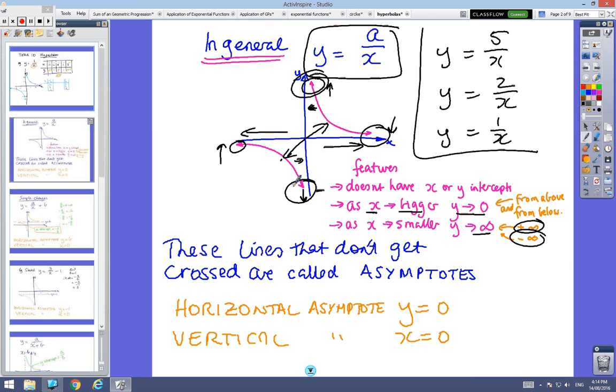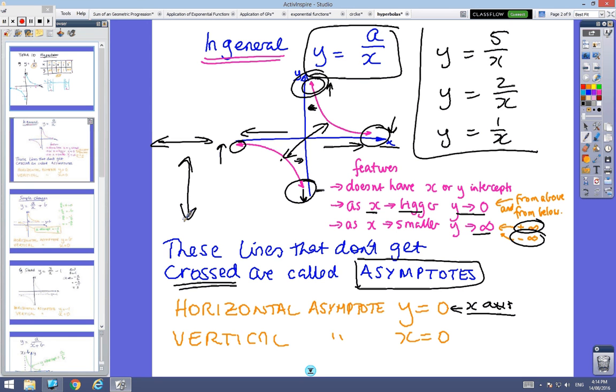Now these lines that the curve doesn't cross, they're called by this special word, asymptotes. So there's a horizontal asymptote, which is the x-axis, and the x-axis is y equals 0. And the vertical asymptote, the direction this way, the curve doesn't approach the y-axis, and the y-axis is x equals 0. Okay, so the x-axis has y equals 0, and the y-axis has x equals 0. So we have vertical asymptotes and horizontal asymptotes.